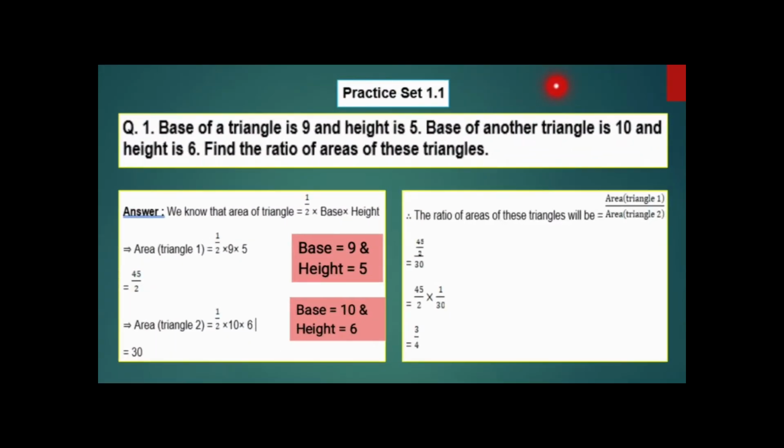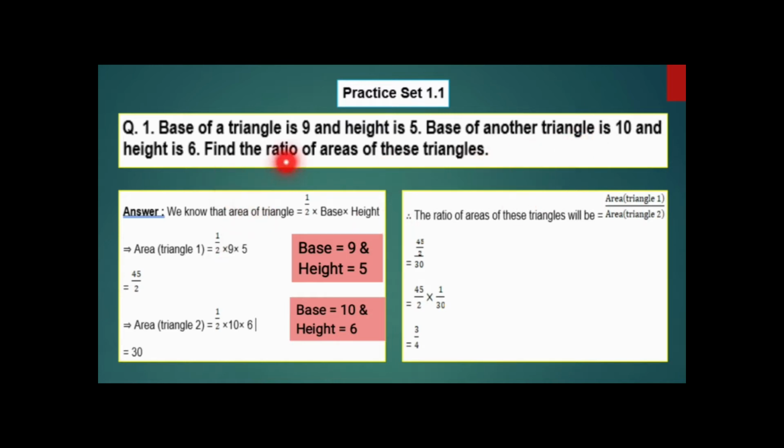Now see the example based on this topic. So see the first question of practice set 1.1. Base of a triangle is 9 and height is 5. Base of another triangle is 10 and height is 6. Find the ratio of areas of these triangles.